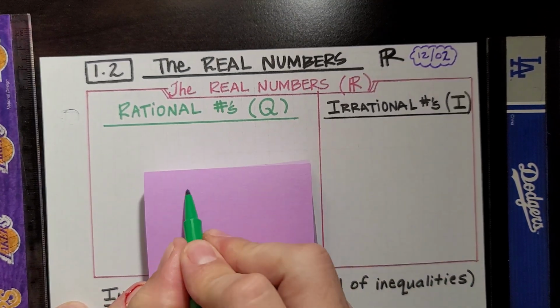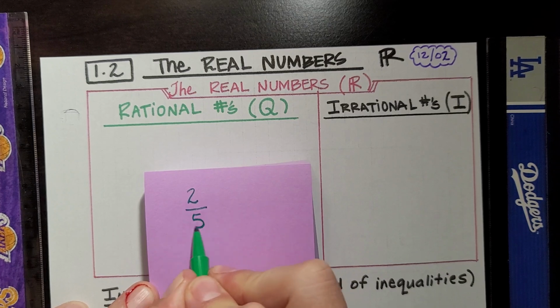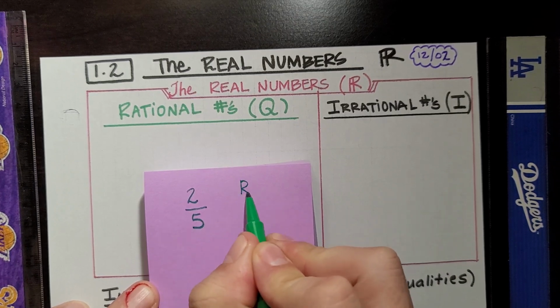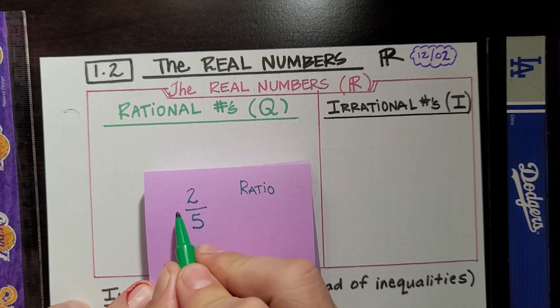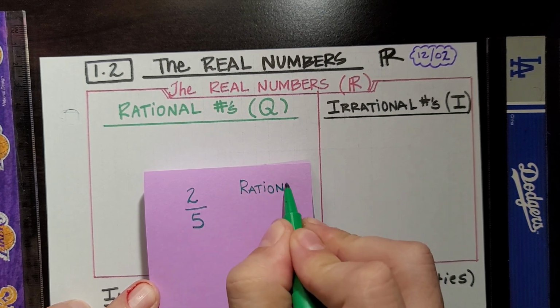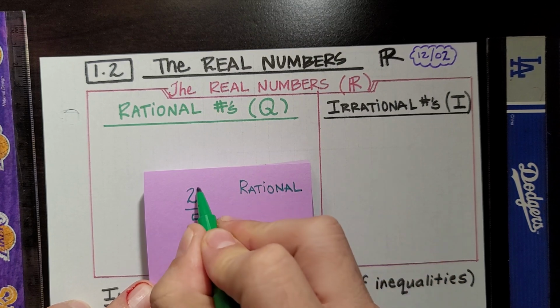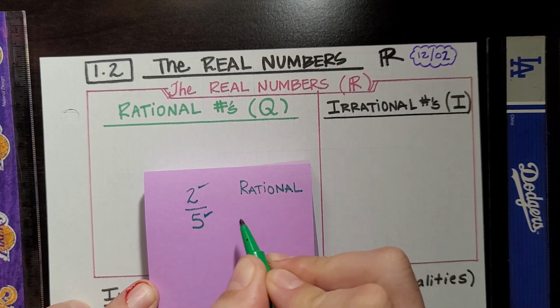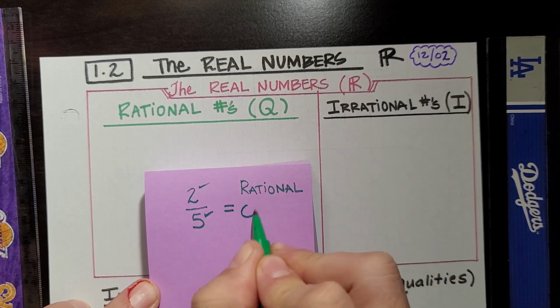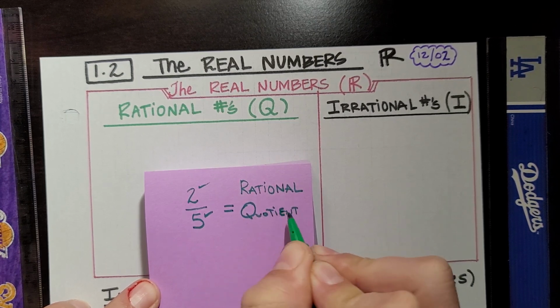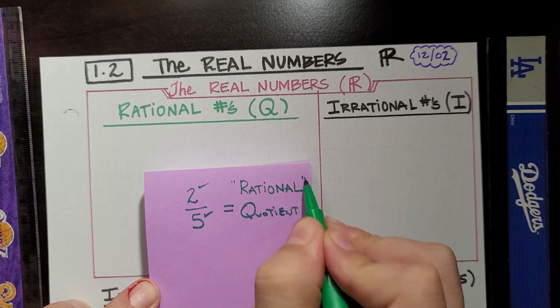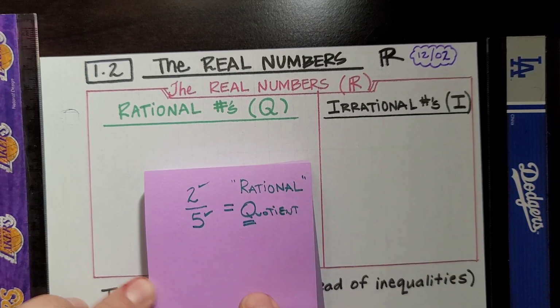If I take the ratio 2 divided by 5, this is a ratio, also known as a fraction. And so if we want to turn this into an adjective, we would say this is rational. I have one integer over another integer, and its answer would be the quotient. So that's how they arrived at rational numbers designated by the capital letter Q.